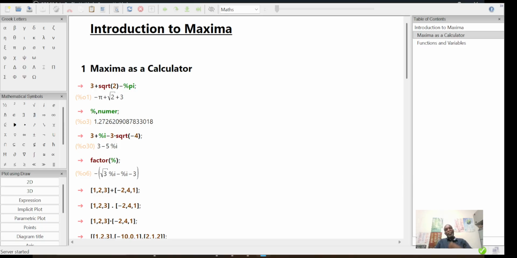But some people don't like the command line. They prefer the click and whatever, a graphic user interface. So the graphic user interface of Maxima is wxMaxima, which is what we are going to use, because I think that will be easy for people to use anyway.